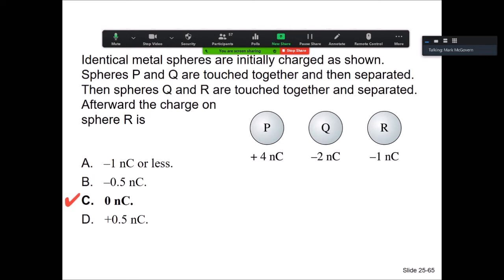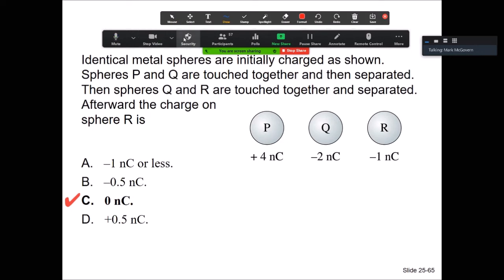Then Q and R touch together. The net charge between Q and R is 0. So when the spheres are touched, they neutralize completely, and they both have a charge of 0. Do note that if you were to add up the charge on all three, we get a positive 1 nanocoulomb. And guess what? When we're done touching things here, we end up with a positive 1 nanocoulomb charge overall as well.